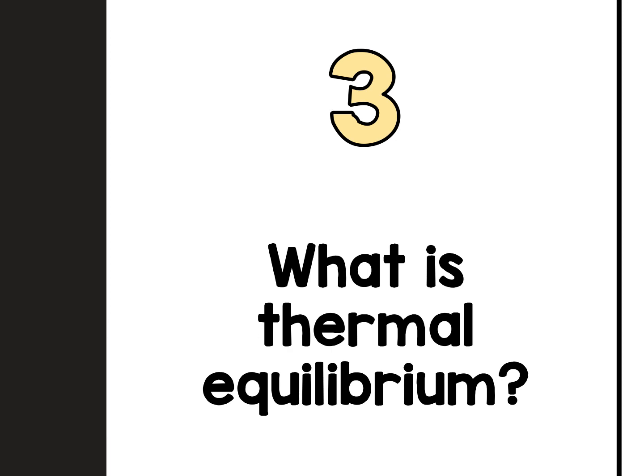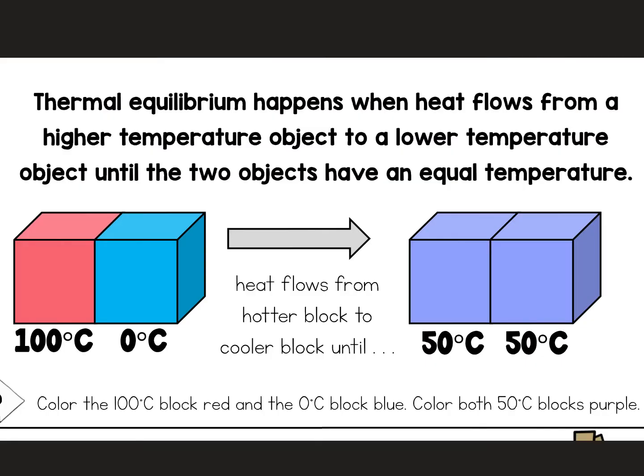What is thermal equilibrium? Thermal equilibrium is what happens when heat flows from a higher temperature object to a lower temperature object until the two objects have an equal temperature. If you look at the two blocks on the left, the red one is 100 degrees Celsius, so it's got more thermal energy, and the cooler block is 0 degrees Celsius. It has less thermal energy.